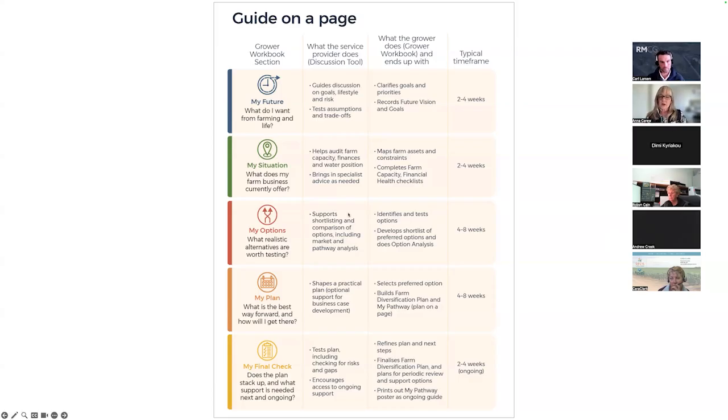Section 3, my options. That's really about looking at all the different things that the grower might consider, keeping an open mind, and then starting to crunch those down with some good analysis to work out what's the best option for the grower. My plan is the who does what when to get us from where the farm is now to where it needs to be more viable and resilient. And then my final check is the stress test, where we make sure that we've got a good plan before we put the spade in the ground.